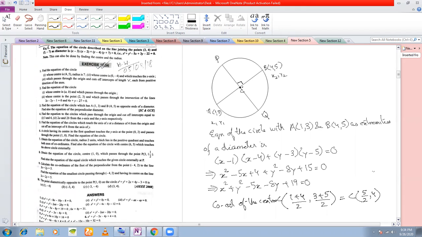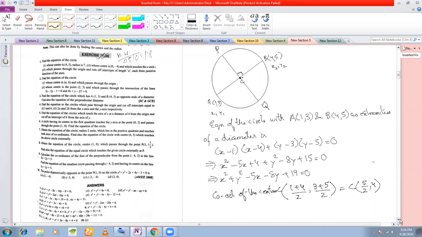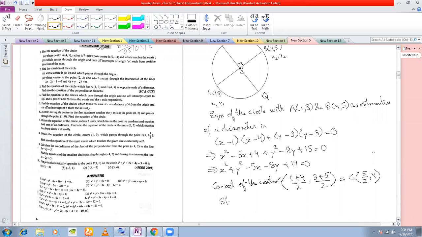Now since PQ is perpendicular to the diameter AB, that means its slope will be minus 1 by the slope of AB, right? So first we shall find out the slope of AB, and then we shall find out the slope of PQ. Slope of AB.